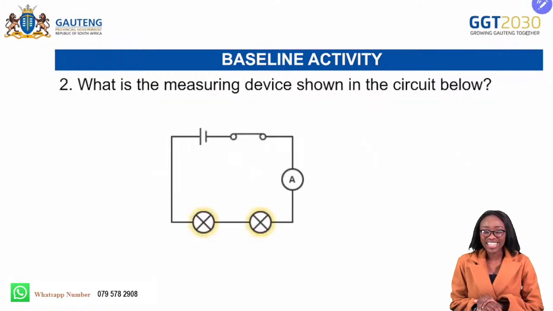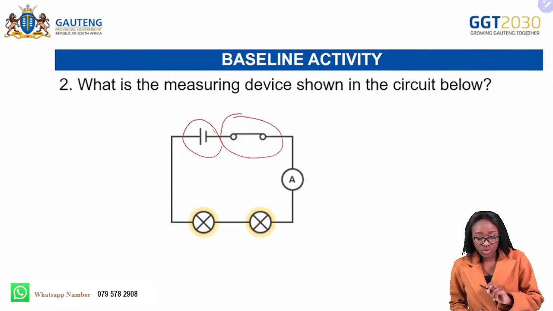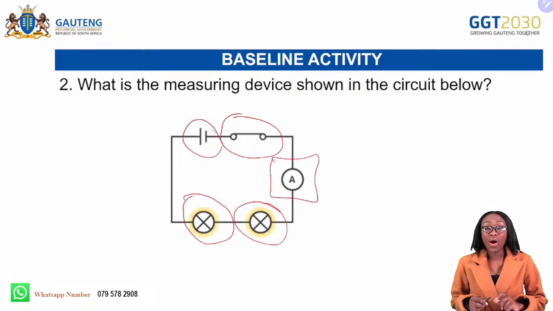Now let's look at the second question. The second question was in reference to the diagram. It read, what is the measuring device shown in the circuit below? Let's look at all the components that are there and then identify the measuring device. We have a cell, so this can't be a measuring device. We have a switch, this cannot be a measuring device. We have two light bulbs. No, these are not measuring devices. So we're left with the big A. What is the big A? The big A is an ammeter.